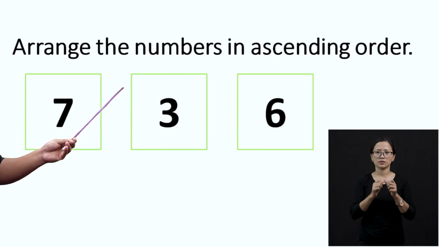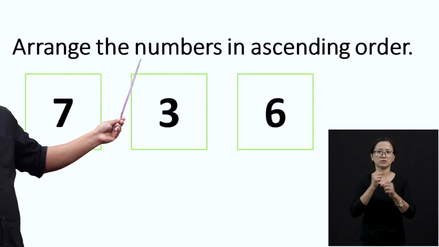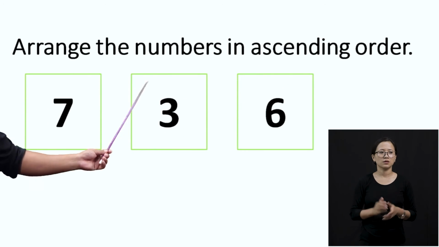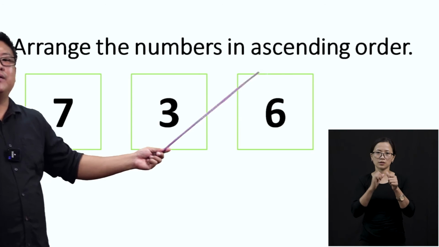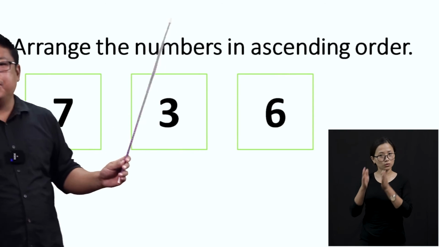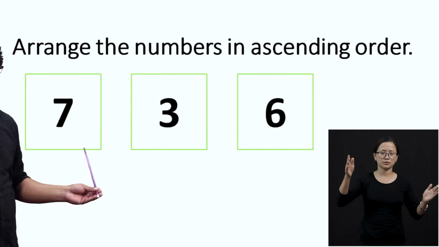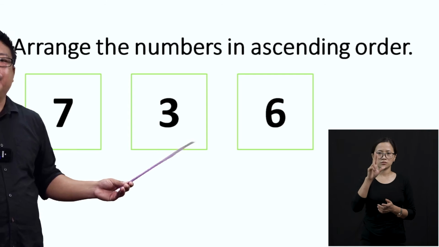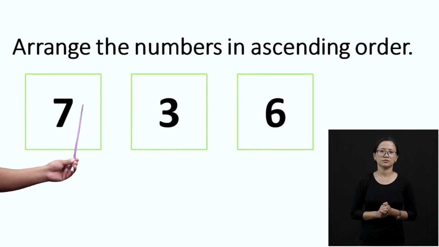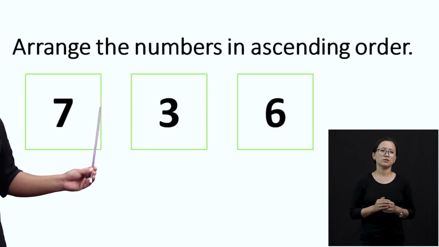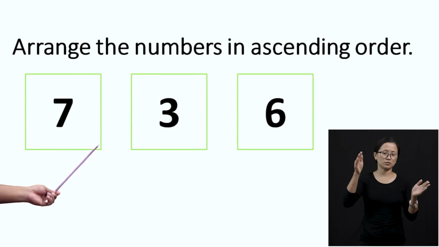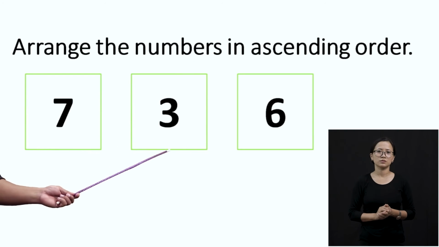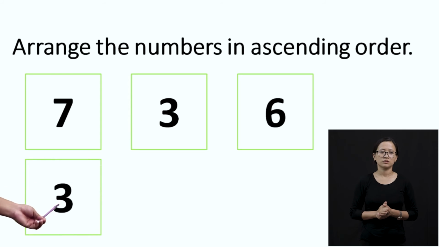Now, let's look at the first exercise. Arrange the numbers in ascending order. So, in ascending order, ascending means from the small number to the biggest number, right? Now, let's look at the questions here. The numbers given are 7, 3, 6. Now we have to arrange these three in ascending order. So identify which is the smallest number. The smallest number here is 3. So we will write 3 first.